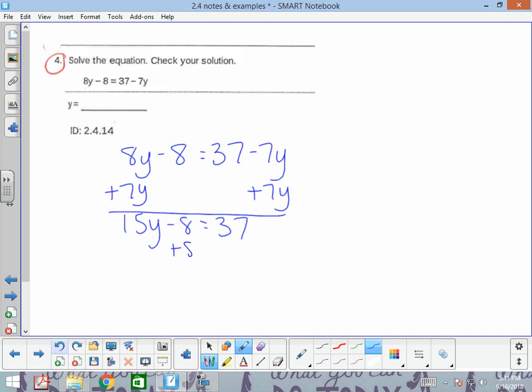Now I'm going to add 8 to both sides because I have my variable term side. And now divide by 15. So it makes it much easier if you get a variable term on just one side. So move the smaller variable term so that it's on the other side with the other variable term. So y equals 3.